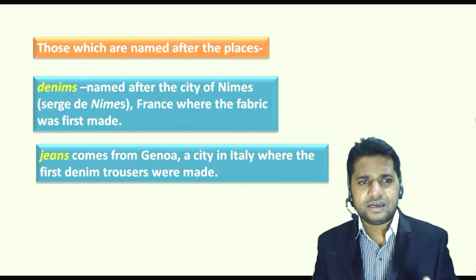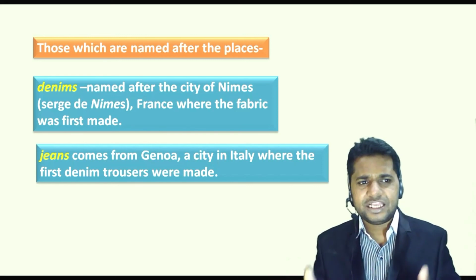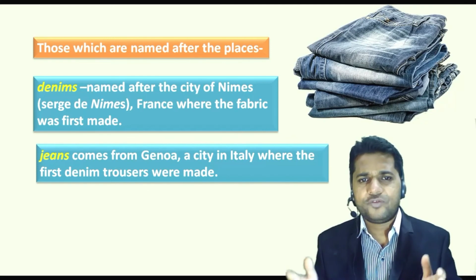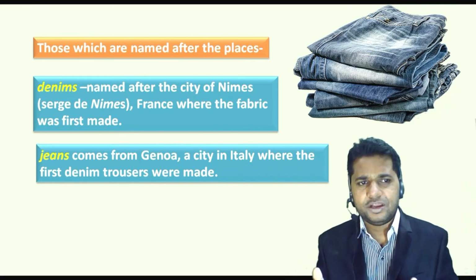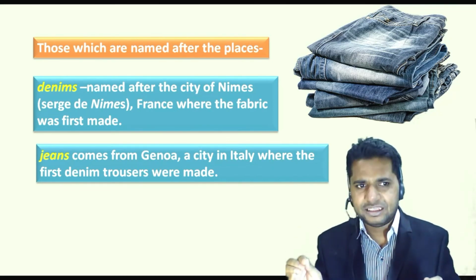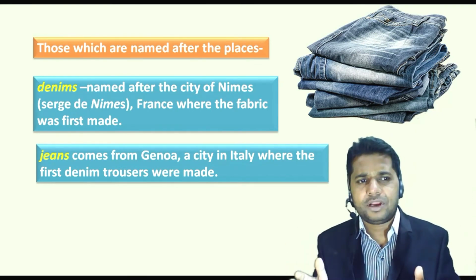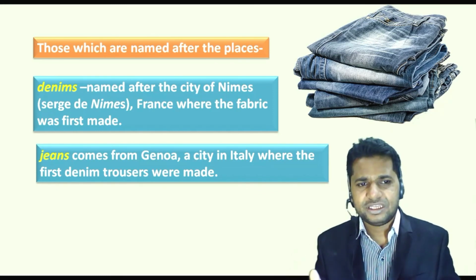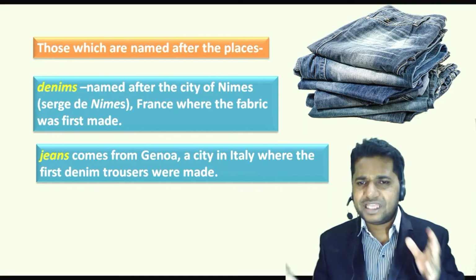Next are terms named after places, like denim and jeans, these two are fabrics. The first one, denim, is named after the city of Nîmes, Serge de Nîmes, in France, where the fabric was first made. So this denim is a name of a place, Serge de Nîmes. It's in France, and at this place the fabric was first made. That's why we call this fabric denim. Next one, jeans, this word has come from Genoa, a place in Italy where the first denim trousers were made. So these are eponyms.